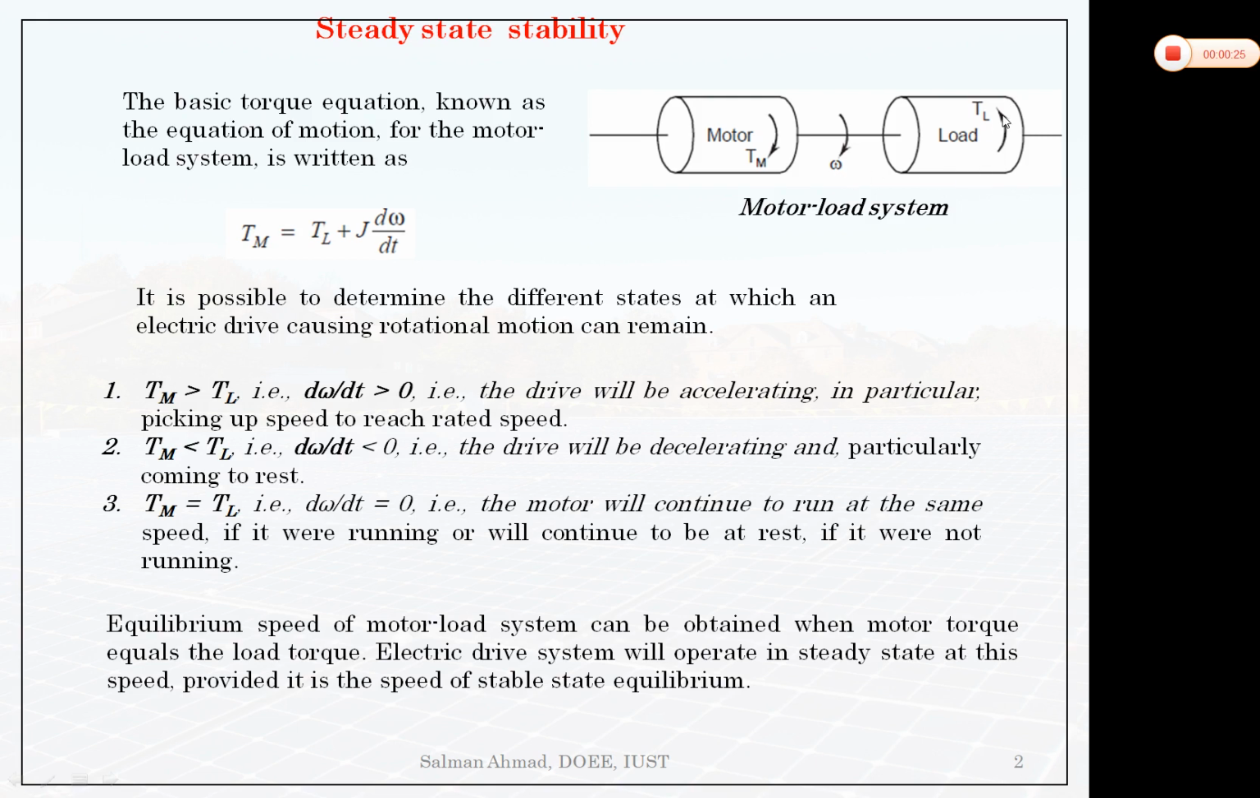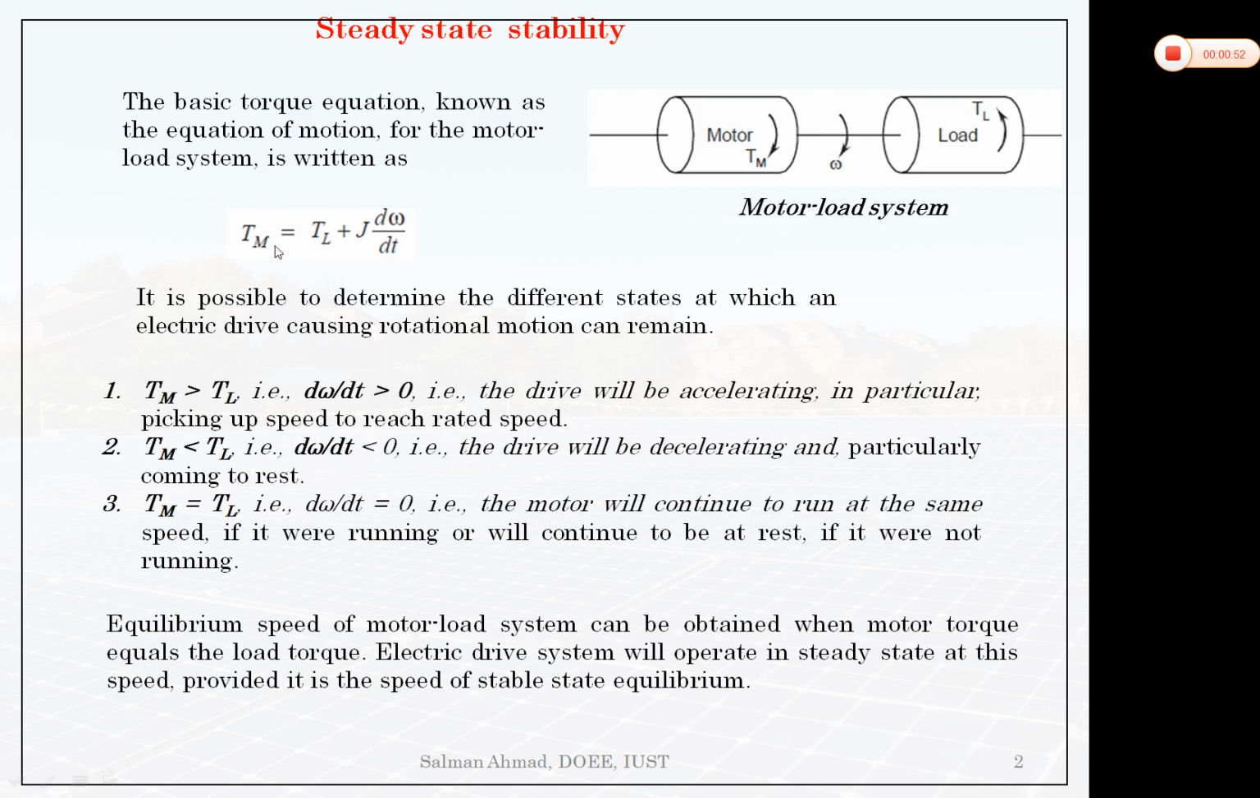Any kind of motion system we can convert into one single motor and load system, which I discussed in the last class. So from this system we can have one fundamental motion equation, that is, motor torque minus load torque is equal to J d omega upon dt. So from this equation we can have three possibilities.